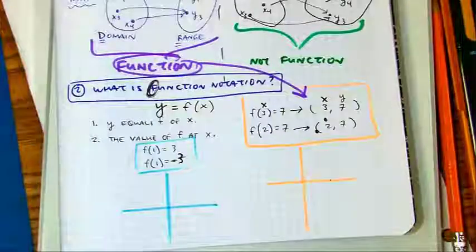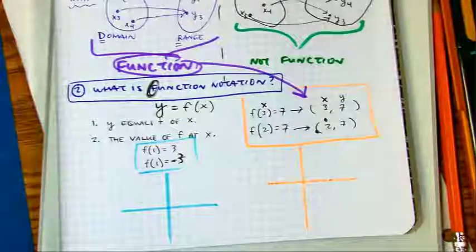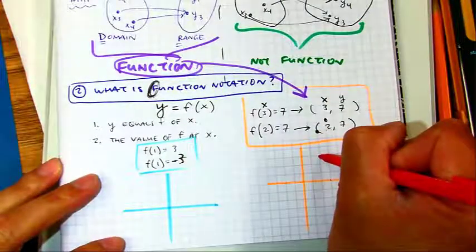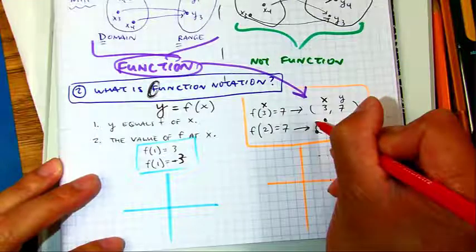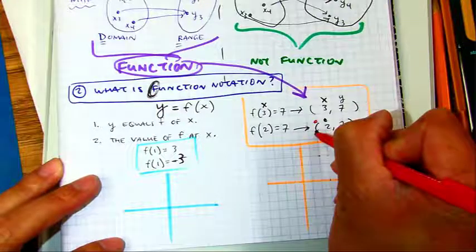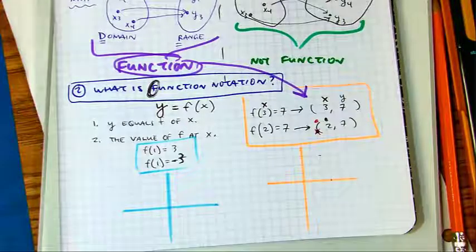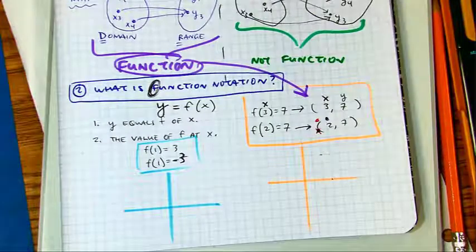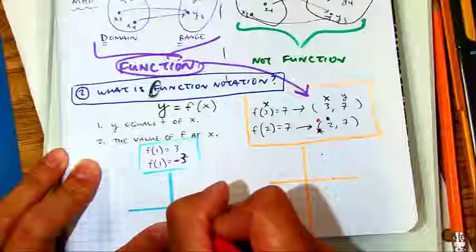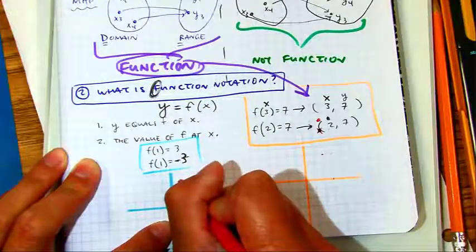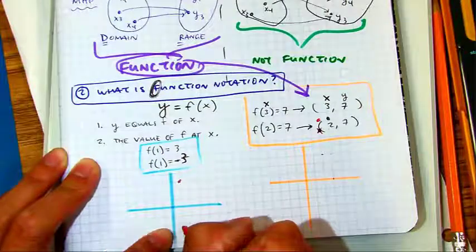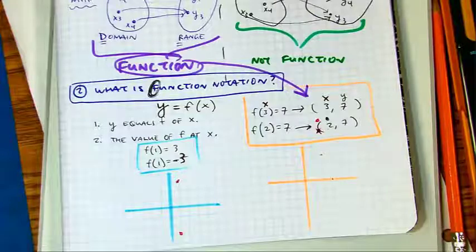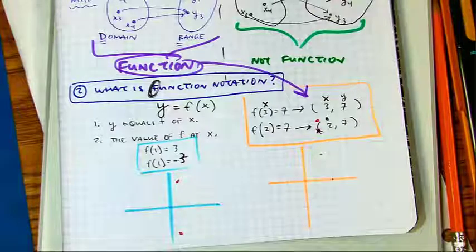Oh, sorry, I can't count. 3. Oh, it's supposed to be here. Not there. Thanks, Jesse. But it's still a function. Yes? Okay. 1, 3. 1, negative 3. Oh, that looks kind of weird. You can kind of do this. Function or not a function? Not a function, right?